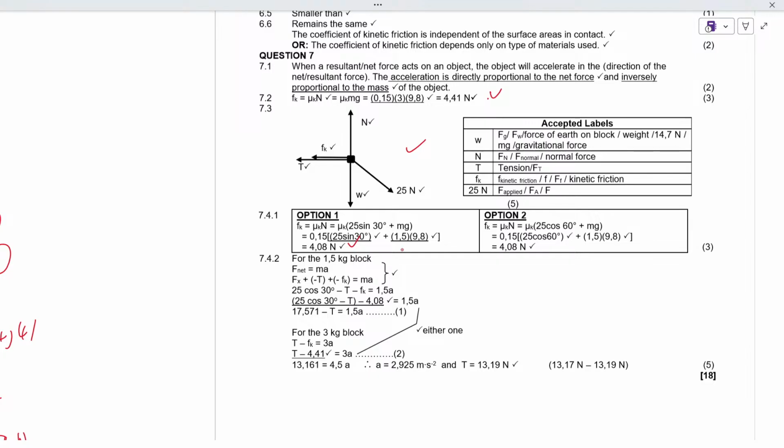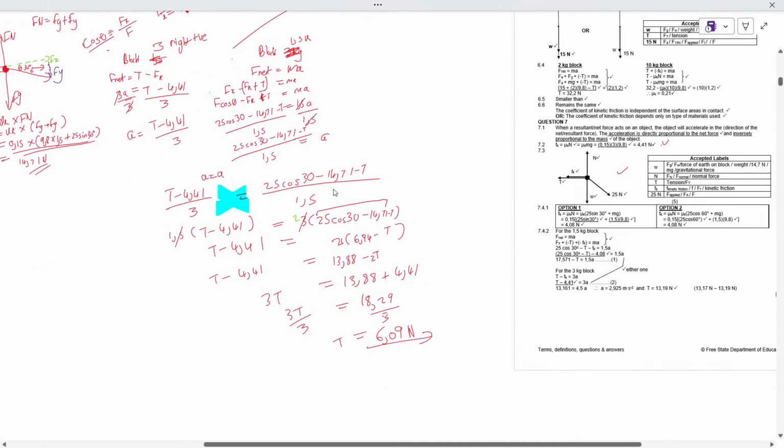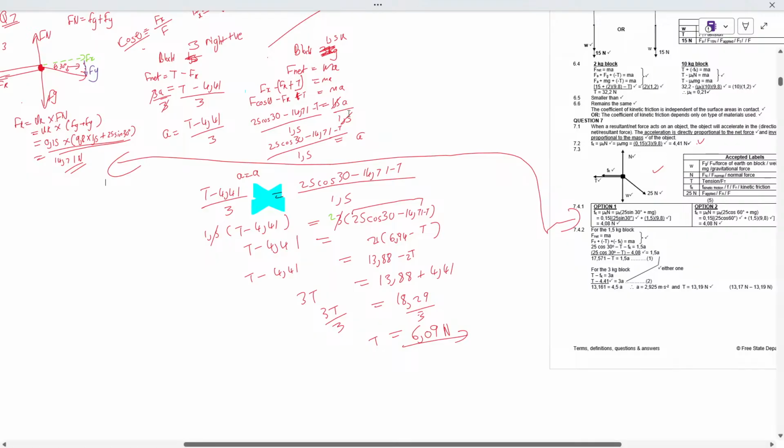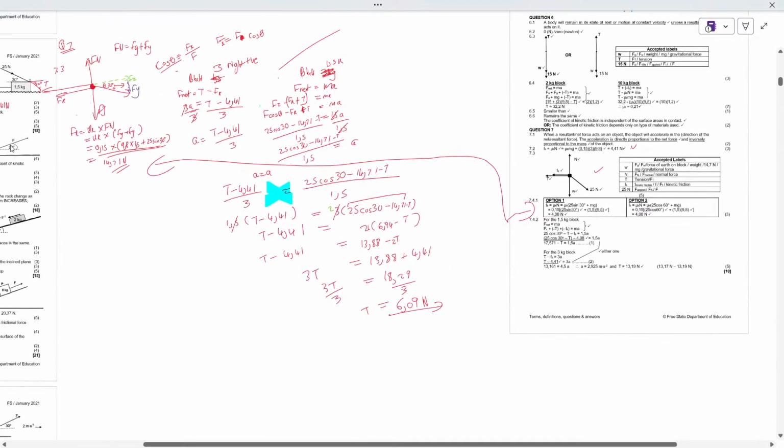Oh, wait. This one we didn't get. Which one? 7.4.1. You see 7.4.1, these two here, these two. We got 14 comma something.